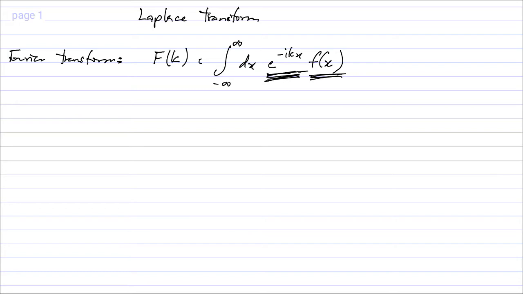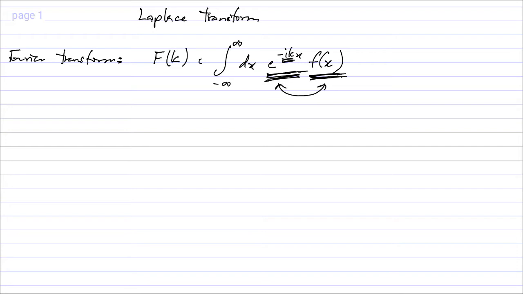Okay, the Laplace transform is closely related to the Fourier transform in the sense that essentially this factor over here, okay, instead of this ik, you just consider usually some real parameter, so that your function dies off. You have the original function, and there's some decaying function multiplying that original function such that the integral converges.